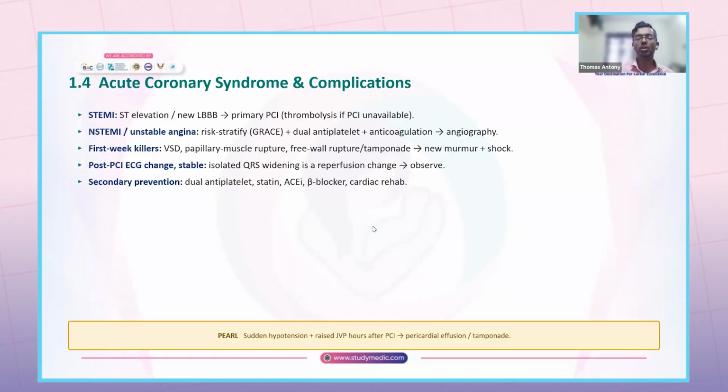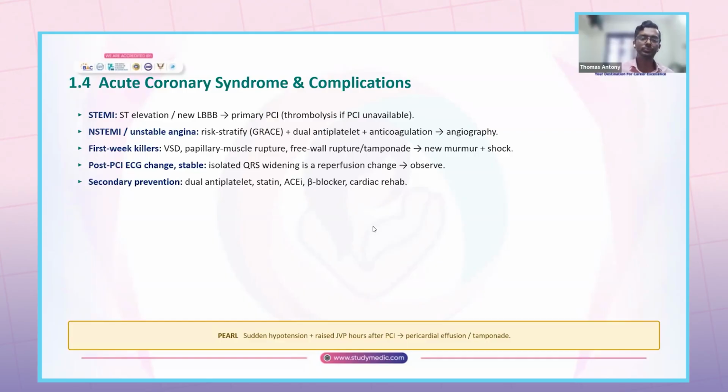So coming to acute coronary syndrome and its complications. This is also an important topic. In ST elevation MI, we have ST elevation or new onset LBBB. In such cases, we have to go for a primary PCI. If PCI is not available, then we might have to go for thrombolysis.